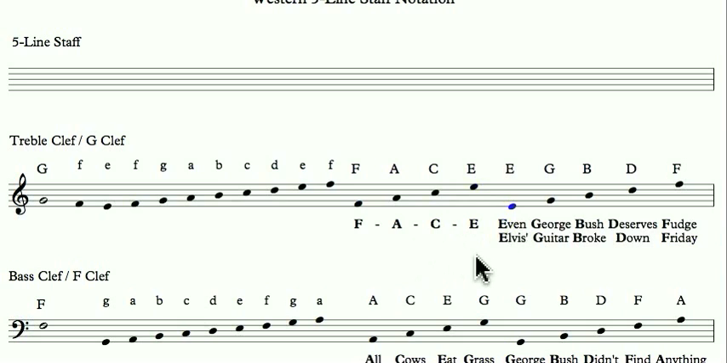And there are a number of mnemonic devices for the lines. The one many people grew up with: Every Good Boy Deserves Fudge. A few I've heard more recently that I like: Even George Bush Deserves Fudge, E, G, B, D, F. Not that he does. And this one: Elvis's Guitar Broke Down Friday. So you can pick any you want. There are a few online, or you can make up your own. The ruder they are, the easier they are to remember, but I won't provide any of those.